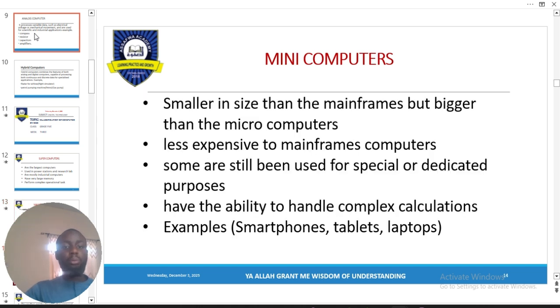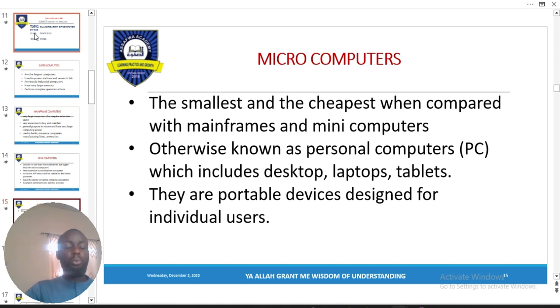And we have the mini computers, which are smaller in size than the mainframe computers but bigger than the microcomputers, and they are less expensive than mainframe computers. Some are still being used for special or dedicated purposes, and they have the ability to handle complex calculations. For example, we have smartphones, tablets, and laptops. So we have the microcomputers, which is the last one. These are the smallest and cheapest when compared with mainframe and mini computers, otherwise known as PC computers, which include desktops, laptops, and tablets. They are portable devices designed for individual users.